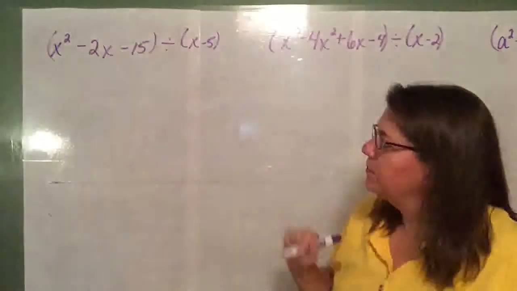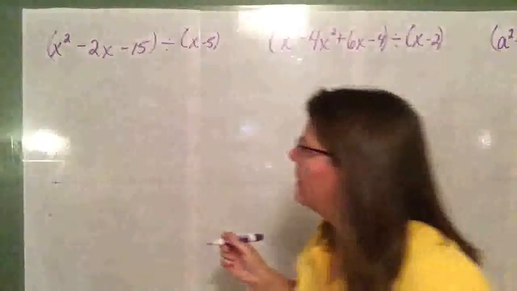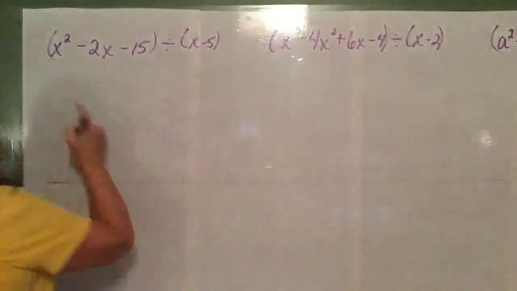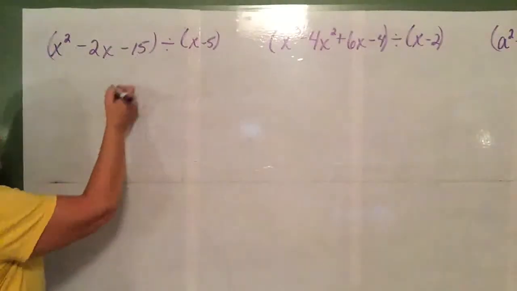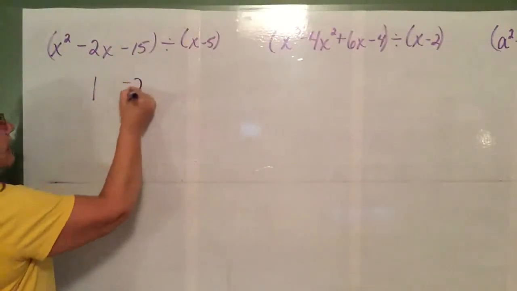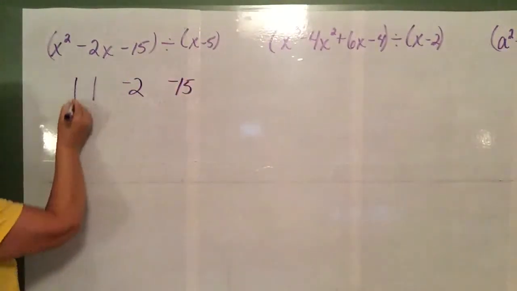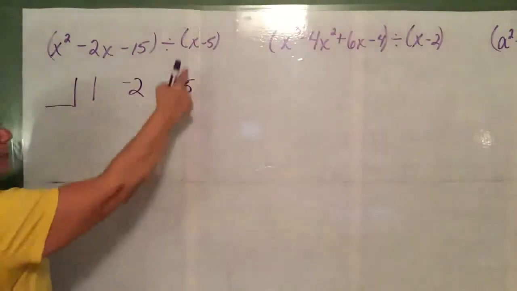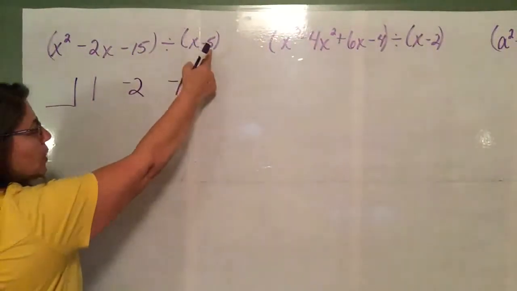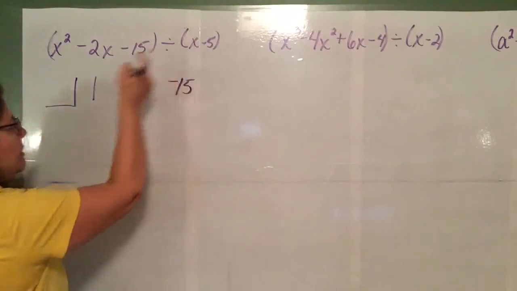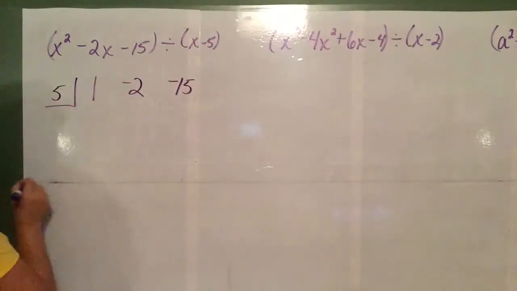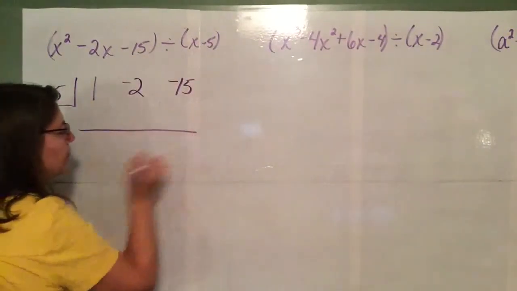In this one, I'm going to set up my polynomial. So my coefficients of this term are 1, -2, and -15. I'm going to set up my box. This is in the form x minus r. My r here would be 5. I'm going to leave a little space.